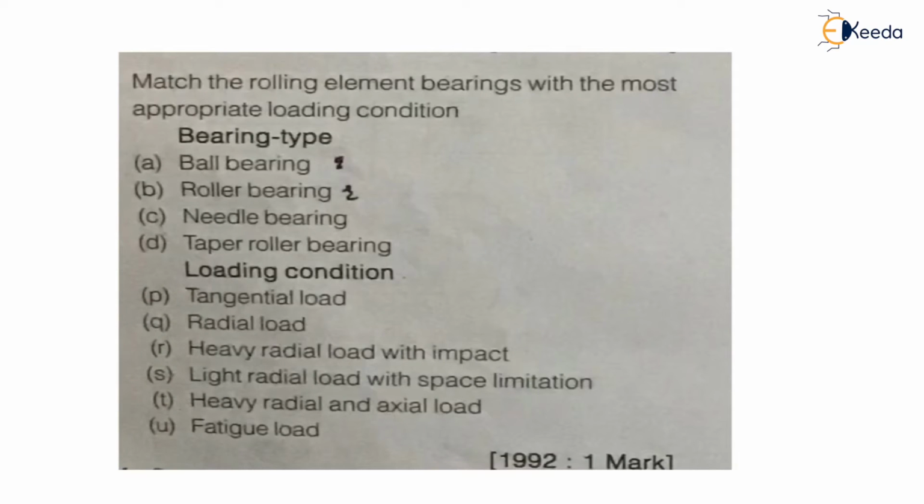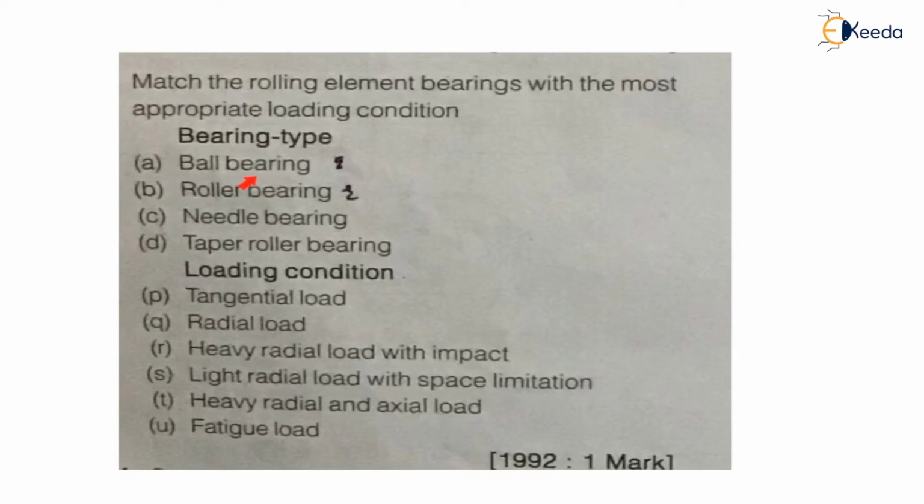Now the first question is, match the rolling element bearing with the most appropriate loading condition. Here the bearing type is given and the loading condition is given. First is ball bearing, roller bearing, needle bearing and taper roller bearing. Here the loading conditions are given: tangential load, radial load, heavy radial load with impact, light radial load with space limitation, heavy radial load and fatigue load. Now one by one we will solve.